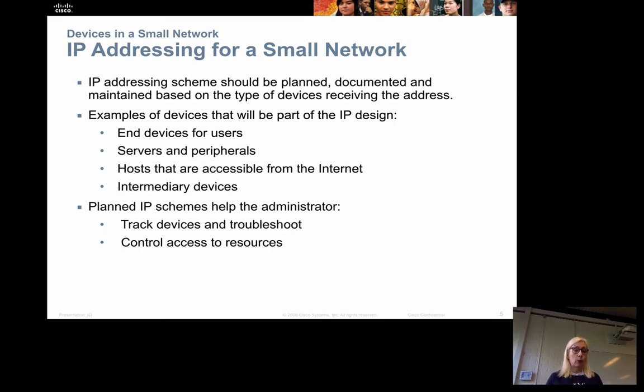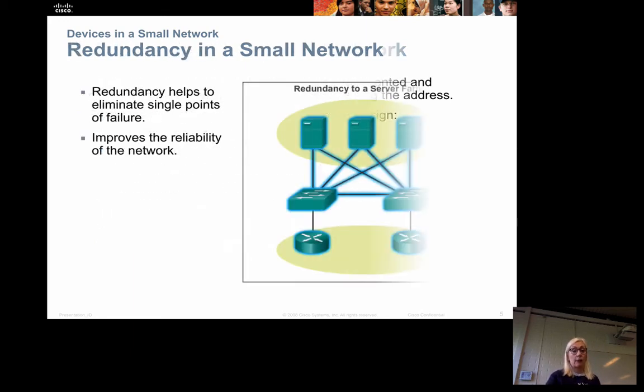Typically, we would like both. For our end users, we typically have dynamic IP addresses, and for the rest, we use some kind of static scheme of handing out IP addresses. So we need to consider that.